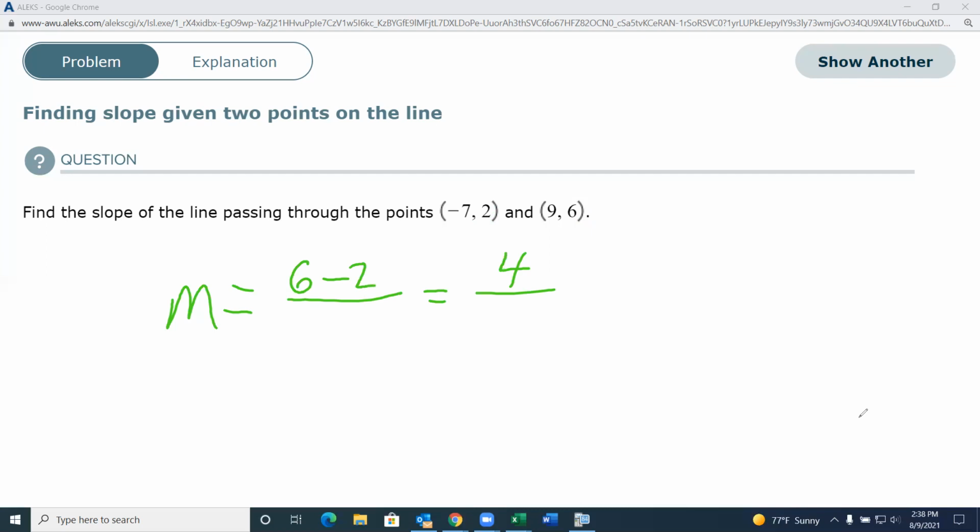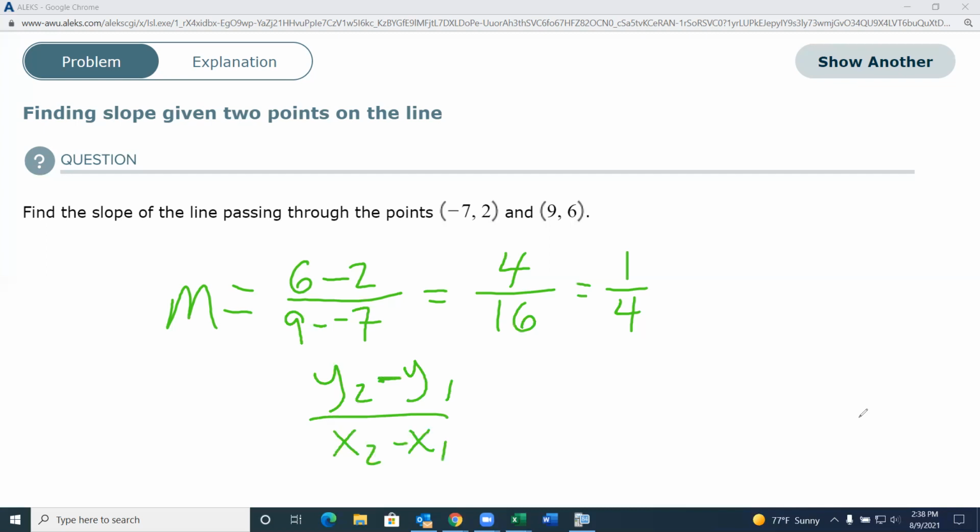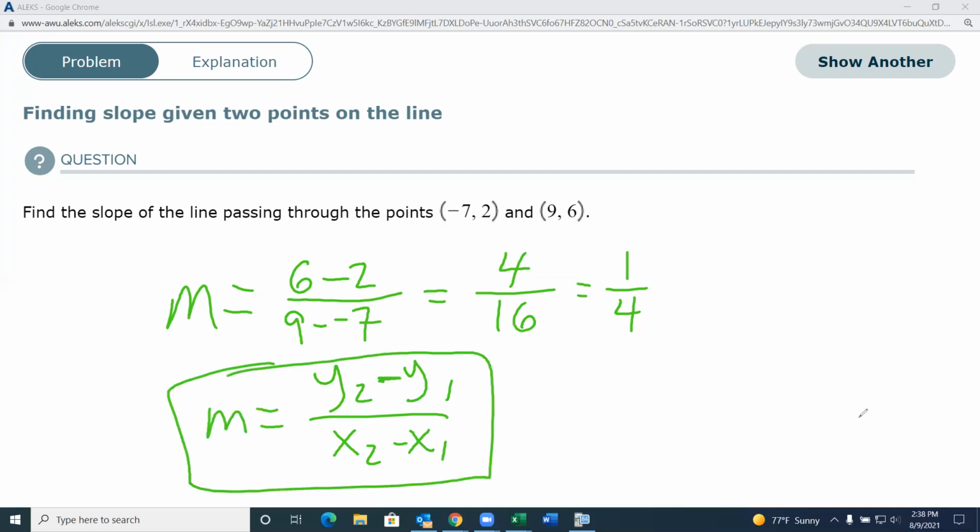Okay. What about the run? Well, for the rise, we found the difference of the y coordinates. So for the run, we'll find the difference of the x coordinates. So I'll do the second x minus the first. Okay. And we have a slope of 1/4. And that's the formula. The formula is going to be the second y value minus the first, divided by the second x value minus the first x value. That is the slope formula you'll find in all major literature everywhere.